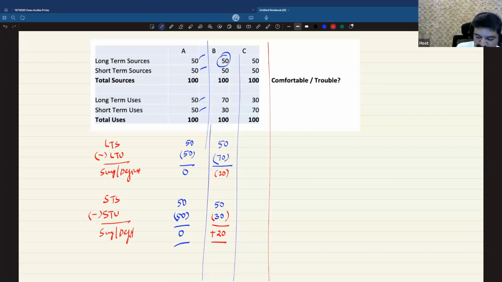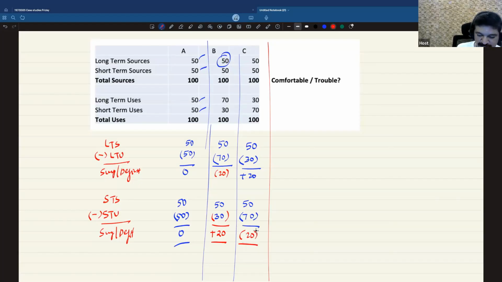And if you look at company C, their long-term source is 50, long-term use is 30 only. It means they have positive 20. And if you look at the short-term front, their short-term source is 50, whereas short-term use is 70. So on the short-term front, they have a negative situation.